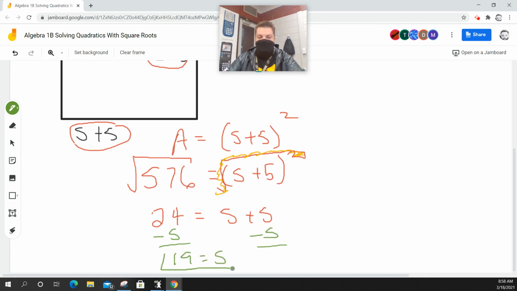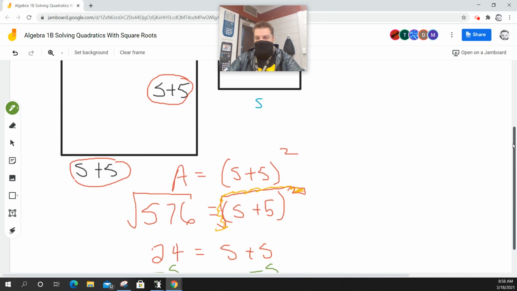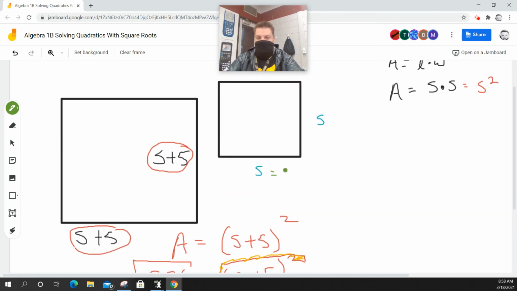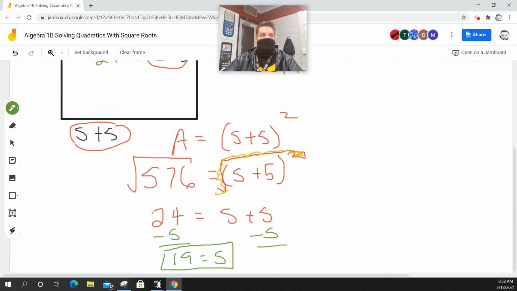So that is the original side length. So way up here, the original side length is 19. And then the new side length here is 24. Does that make sense? So I'll scroll down here so you can finish writing that down.